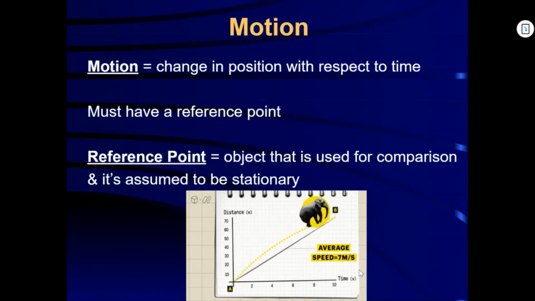So here you can see on the graph that he's starting off right there at point A, and he's getting to point B at an average speed of 7 meters per second, right? And we'll talk about speed right now. But again, motion is just going from point A to point B with respect to time, right? So you have to have some kind of account for time as you're going from point A to point B. Again, this elephant is moving 7 meters per 1 second. And that's actually kind of fast for an elephant now that I think about that. But yeah, he's moving 7 meters in 1 second.